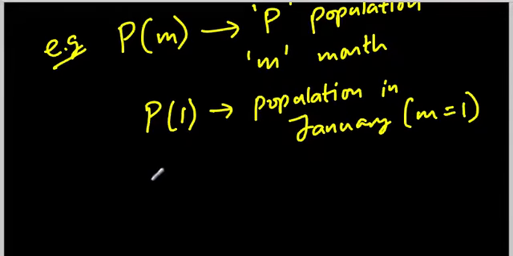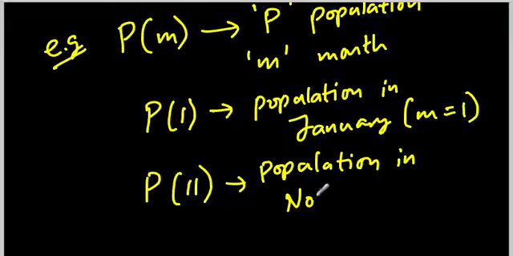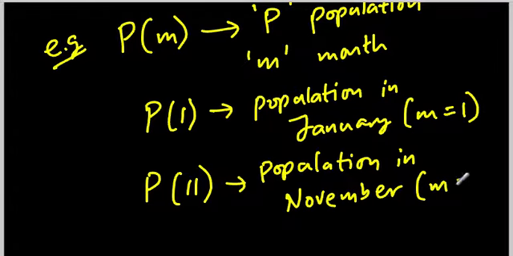For example, so to do another example, if I did p of 11, let's see if you can guess this. This is the population, right? Whatever the population might be in November. And here m is equal to 11 because November is the 11th month in our calendar year.